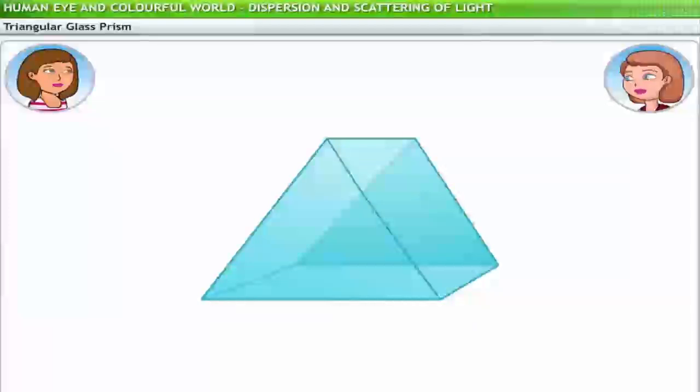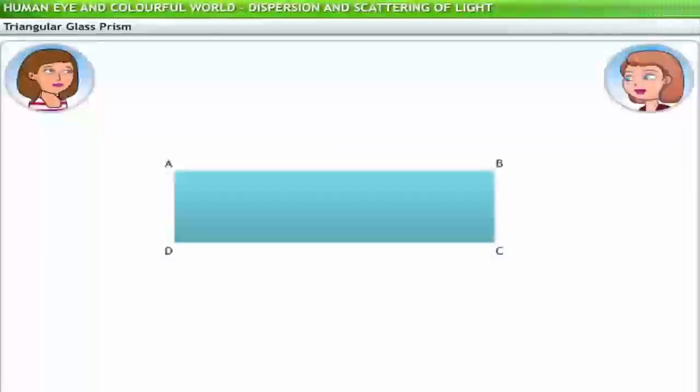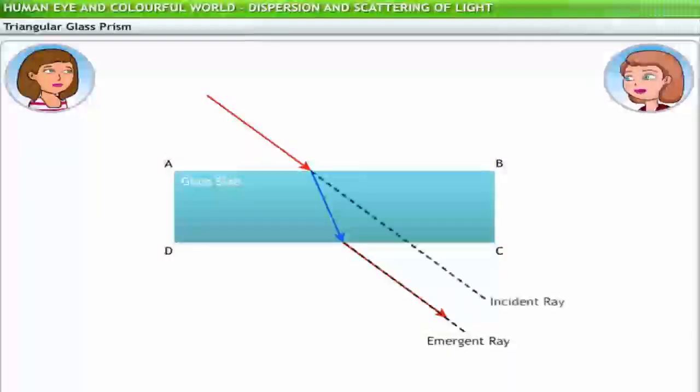Let's see how light refracts when the glass slab is converted to a prism. Consider ABCD, the cross-section of a glass slab of a certain thickness. A ray of light is incident on the face of the slab, represented by AB. This incident ray refracts through the path shown. After refraction through the 2 surfaces, the ray emerges from the face of the slab represented by DC. The surfaces of the slab represented by AB and CD are parallel. Hence, the emergent ray is parallel to the incident ray.